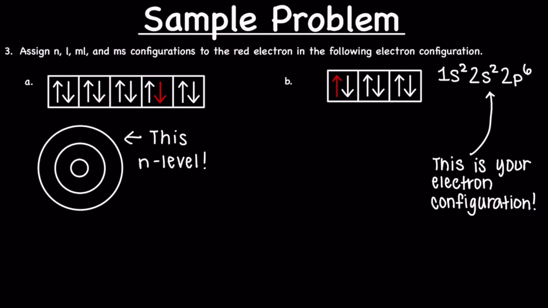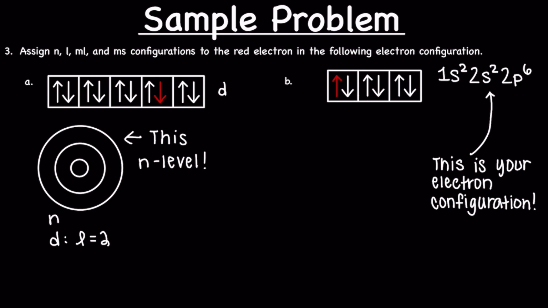In our last sample problem that we're going to go over together today, we need to assign N, L, ML, and MS configurations to the red electron in the following electron configuration. With part A, we have an orbital with 5 slots. And a 5-slotted orbital is a d orbital. All d orbitals, according to our chart that I showed you a couple pages ago, all d orbitals have an L value equal to 2.